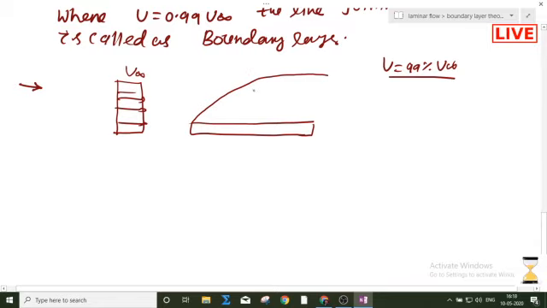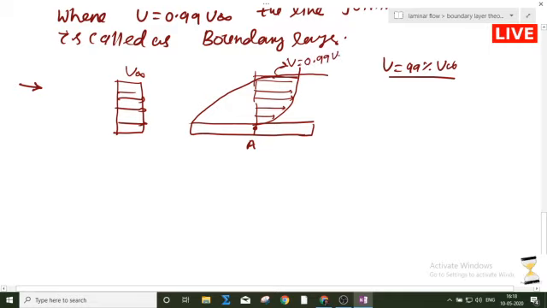Now suppose I choose this point A. If I move in perpendicular direction, different layers have different velocities. If you join all these, you will get a velocity gradient. At this top surface, the velocity of that layer will be equal to 99% of the free stream velocity, meaning it almost becomes constant. But if you observe, there are two zones: one zone is outside of the boundary layer, and the other is inside of the boundary layer.